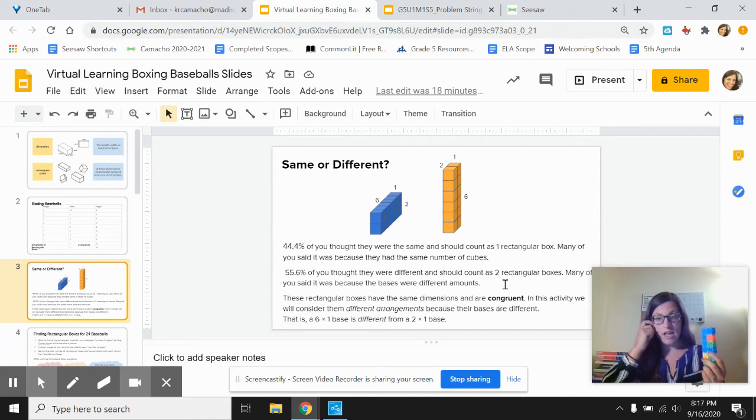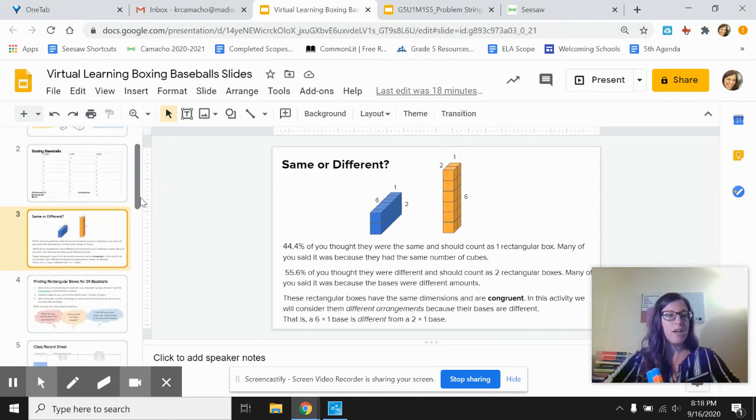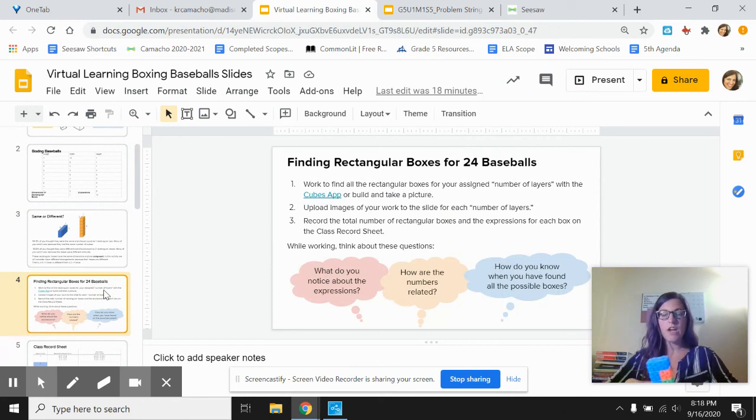For our assignment, you are going to assume that anytime the base changes, it is a different box. Because really all of these have the same number of cubes. They have 12. So your job, and your teacher is going to explain this a little bit, you are going to get a group that you are going to be assigned a layer for. And now instead of 12 boxes and baseballs, you're going to be testing for 24. How many combinations can I make? You're going to figure that out with your group today.